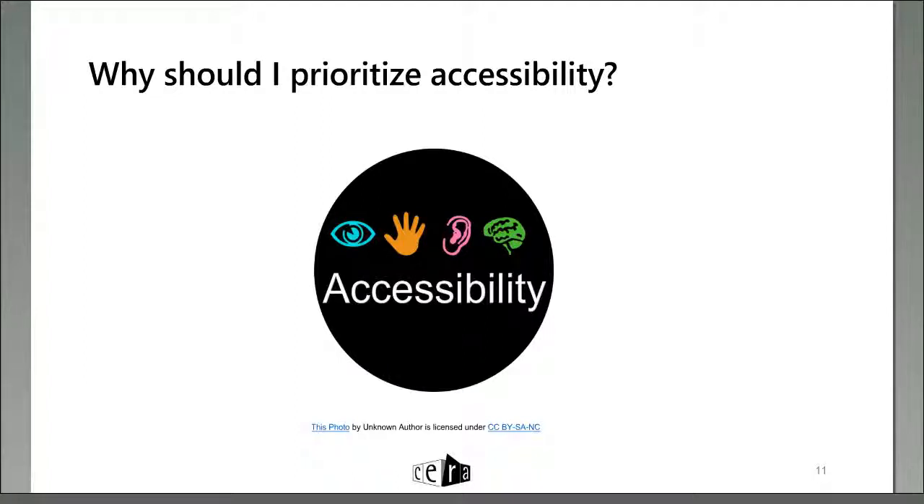Another question is, why should I prioritize accessibility? By 2031, over 6 million people in Ontario will either be living with a disability or be 55 years of age and over, accounting for 40% of all income. With the aging population, consumers are increasingly represented by the disability community. Accessibility should and must be prioritized.